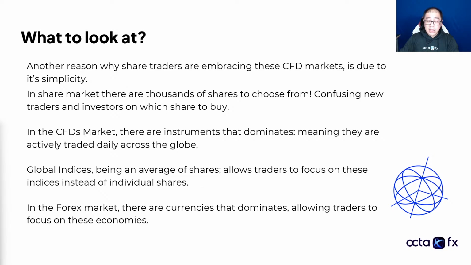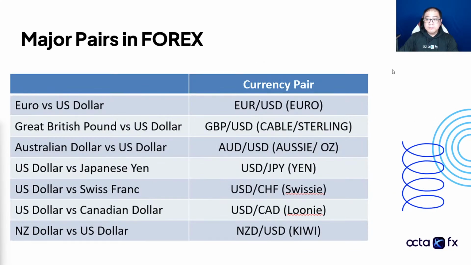Global indices being an average of shares. This also allows traders to focus on the indices instead of the individual shares, like the example I gave earlier. In the Forex market, there are currencies that dominate, allowing traders to focus on these economies. Okay, so we are nearly at the end of this information session.